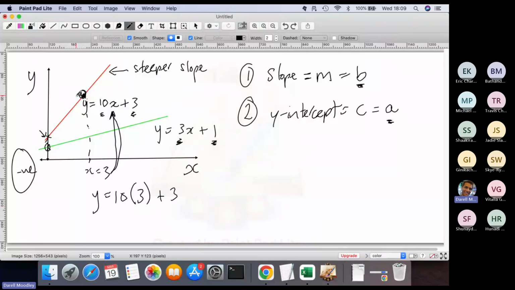So that's the value at this point on the line.